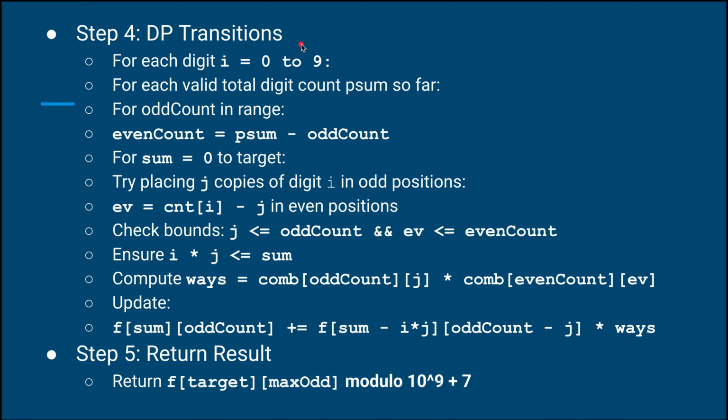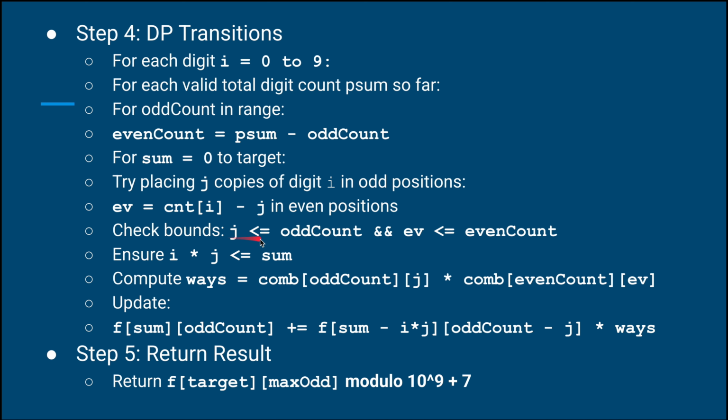Then in the dp transitions, for each digit i from 0 to 9 we will move, right, because we have taken 10. For each value we take the total digit counts so far, let's suppose p sum, and we'll call it so far. For odd count in the range, even count will be p sum minus odd count, and for sum from 0 to target, we'll try placing j copies of i in the odd position, and count at i minus j in the even position. You will find the even, right?